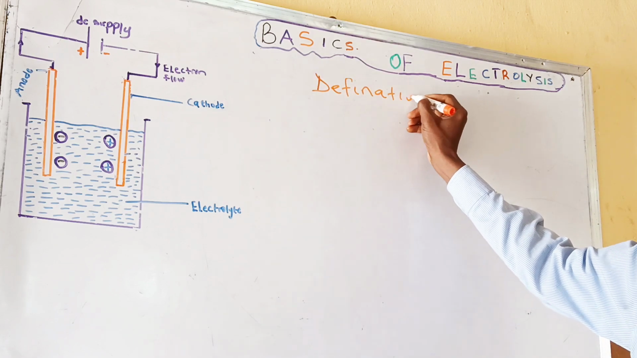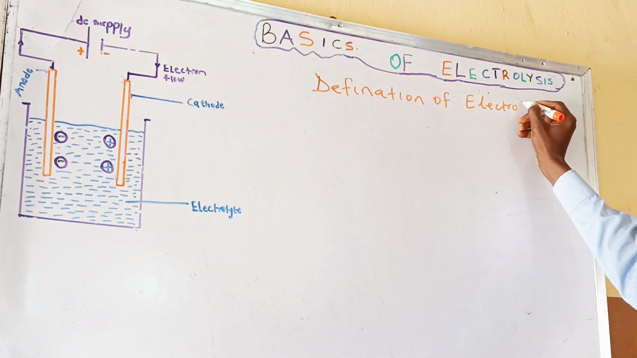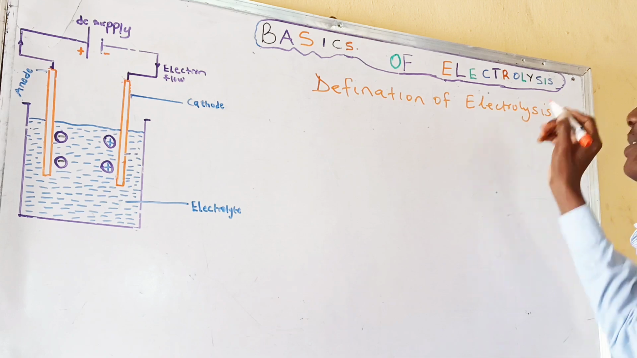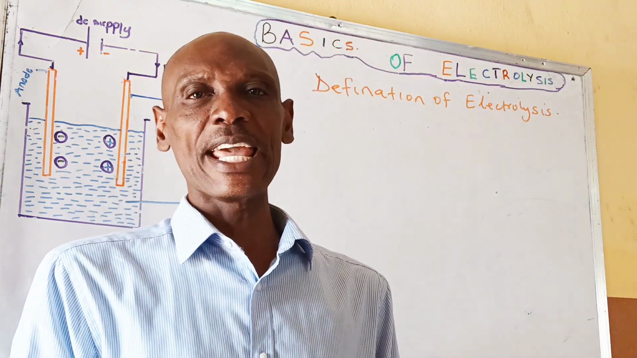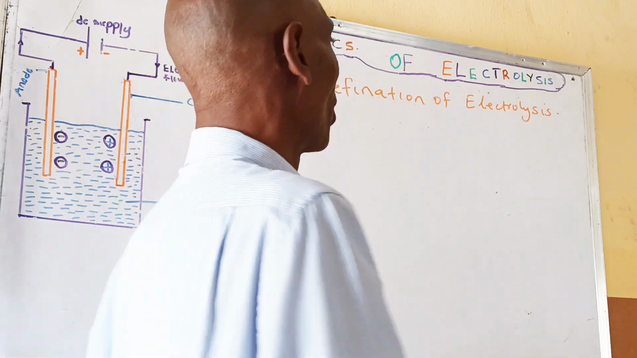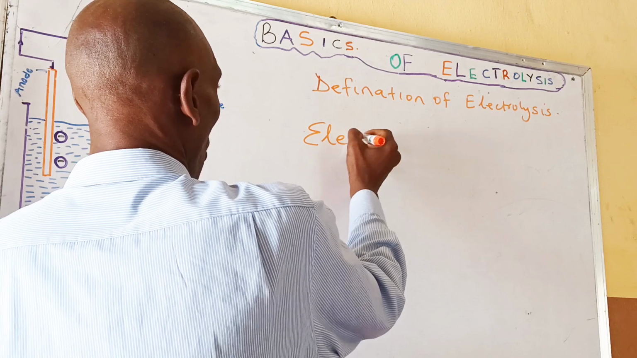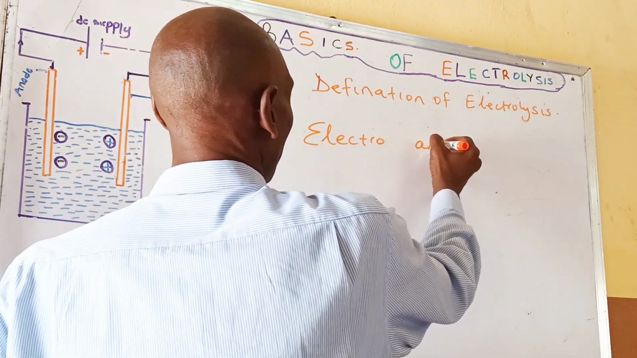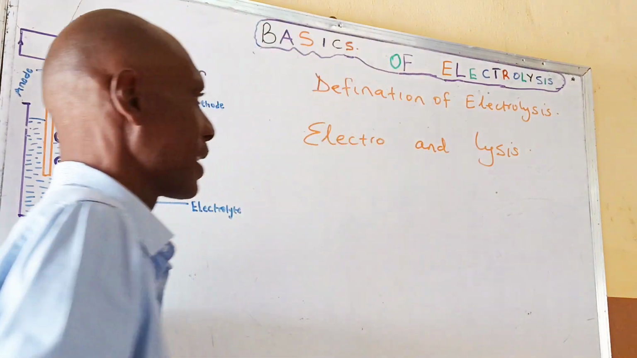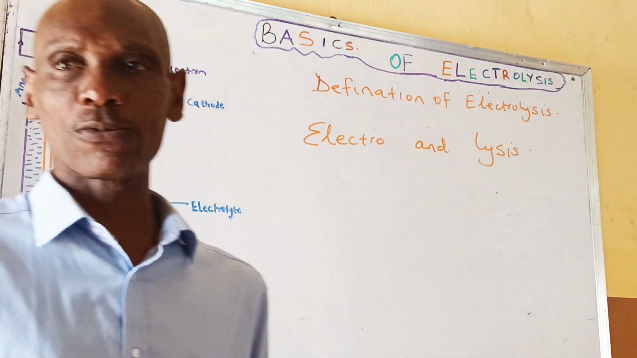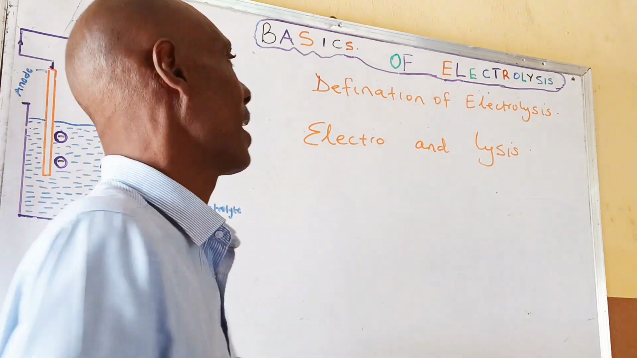Okay, so we're looking at the definition of electrolysis. Now electrolysis is actually a compound word that is made up of the words electro and lysis. Yes, electrolysis is a compound word made up of two components, electro and lysis.